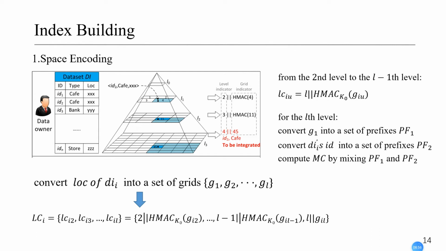From the second level to the L-1 level, we compute the hash of the level's grid number and then concatenate it with the level number. For the L level, we convert the last level's grid number GL into a set of prefixes, and then convert DI's ID into a set of prefixes. Finally, we compute the mixed code MC by mixing the 2 sets of prefixes.